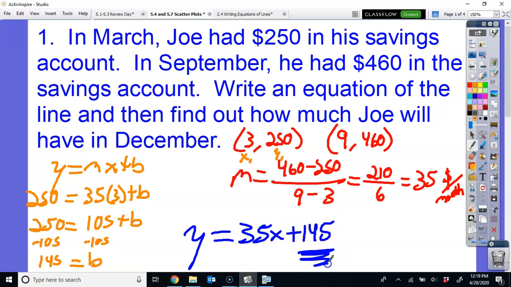Now, what does that 145 recognize for us? That tells us that at the beginning of the year, that means before January, Joe already had $145 in his savings account. That's important to know because it can mess you up if you're not careful when you're trying to make decisions about your money.